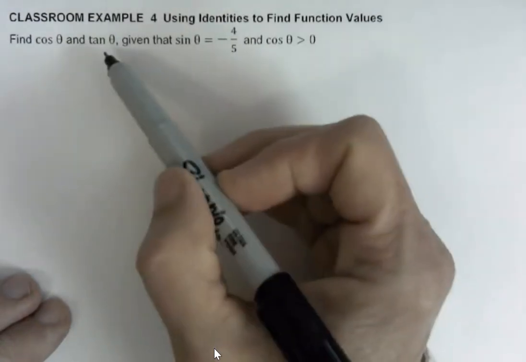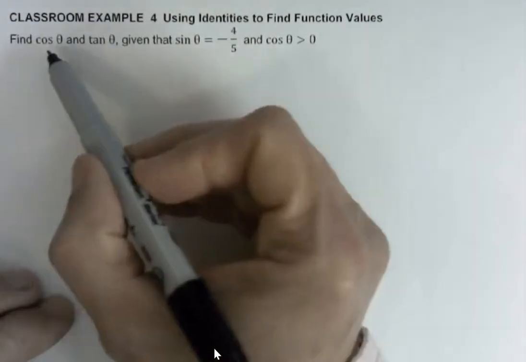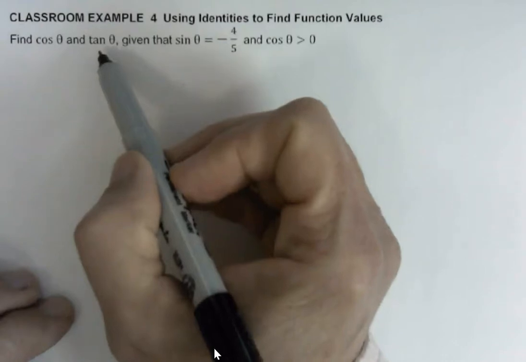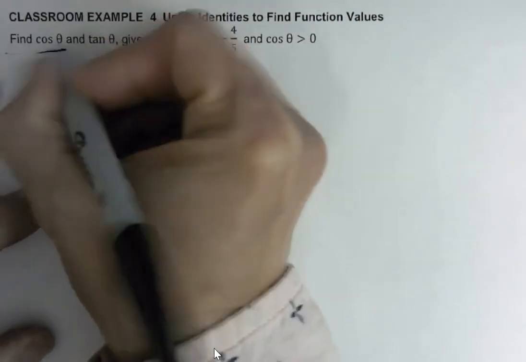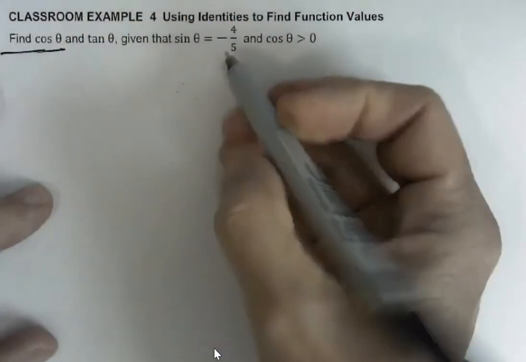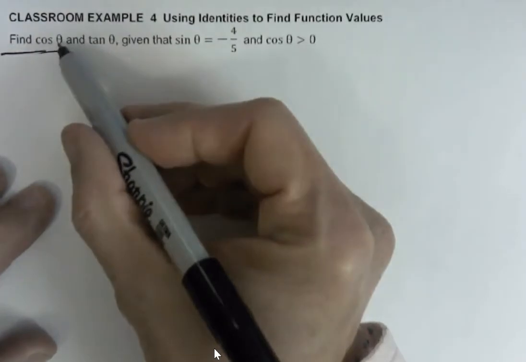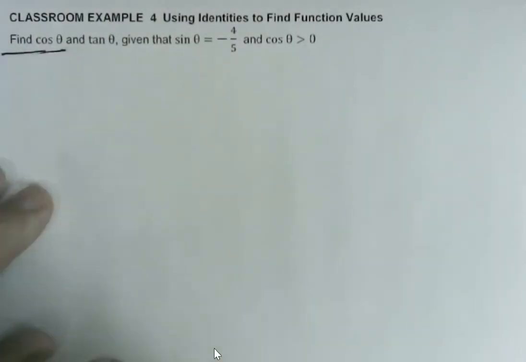So let's start this problem by just picking one of these two functions that we're going to try and find the value for. So let's start by finding just cosine of theta, because if we know sine theta and we have cosine of theta, then we can find tangent of theta. But let's start with this part of this one.